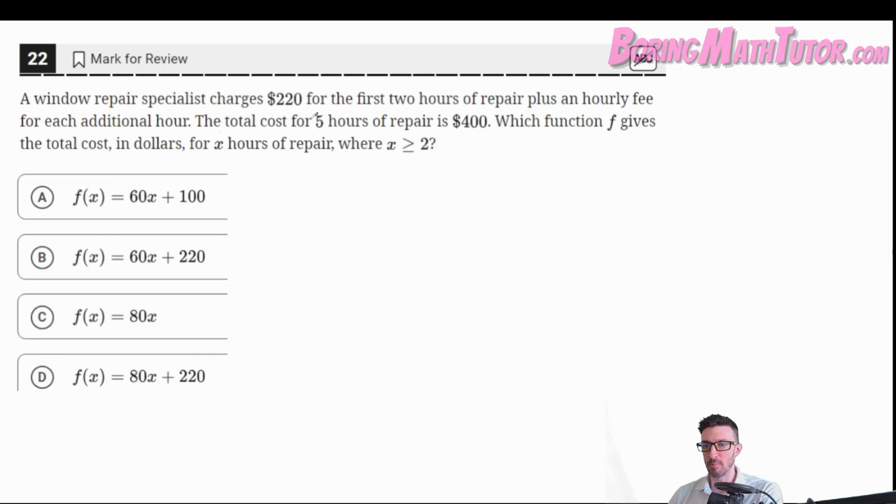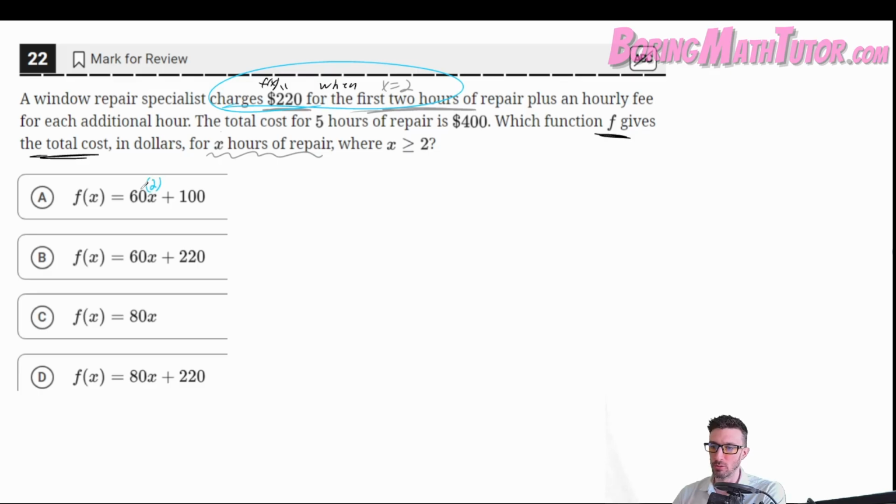Now, if you look at the very beginning, they said that you're charging $220 for the first 2 hours. Remember, x is the number of hours of repair. So if it's for the first 2 hours, that means that x would be 2. And f of x, that is the total cost of the repair. So that means f of x would equal $220 when x is equal to 2. So let's go take a look and see which of those, when I plug in 2, I'm going to get $220.